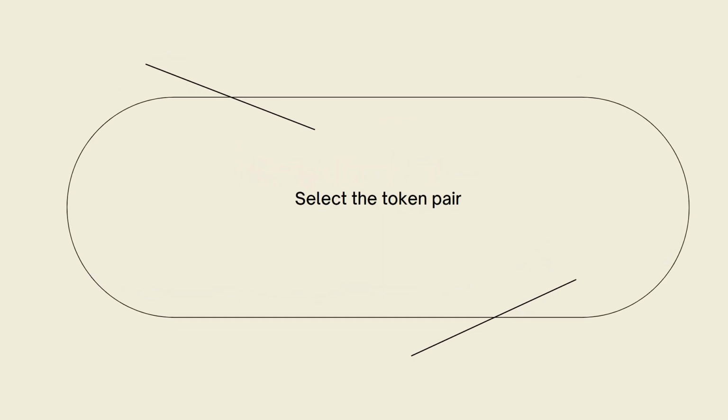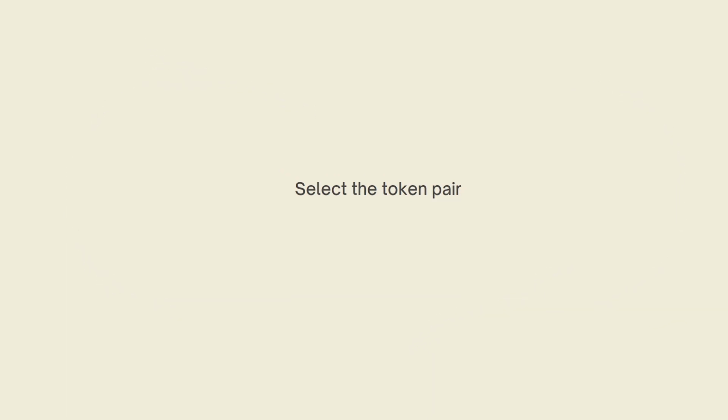Now select the token pair. Once connected to the DEX, locate the Baby Doge trading pair or the Baby Doge market. You can search for the token pair or find it in the list of available markets.